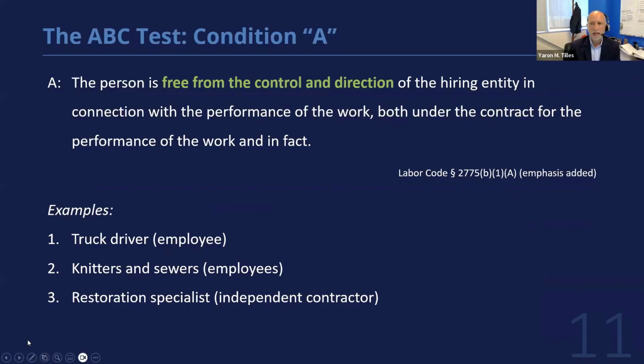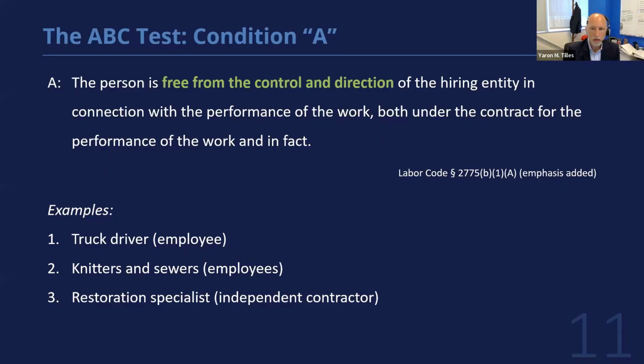Condition A of the ABC test requires the hiring entity to show that the worker is free from the control and direction of the hiring entity in connection with the performance of the work, both under the contract for the performance of the work and in fact. The California Supreme Court in Dynamex explained this condition as follows: a worker who is subject to the type and degree of control a business typically exercises over employees is considered an employee.